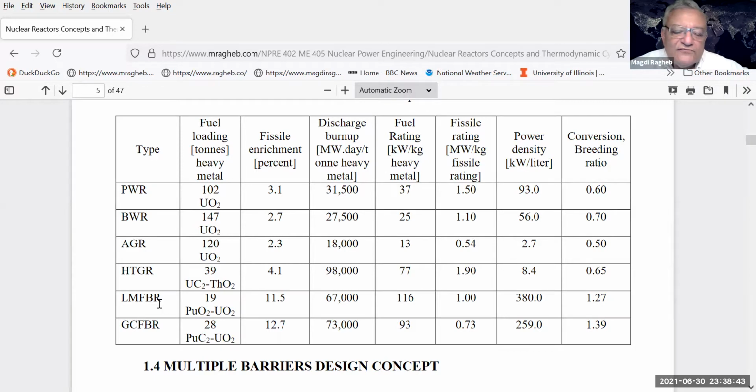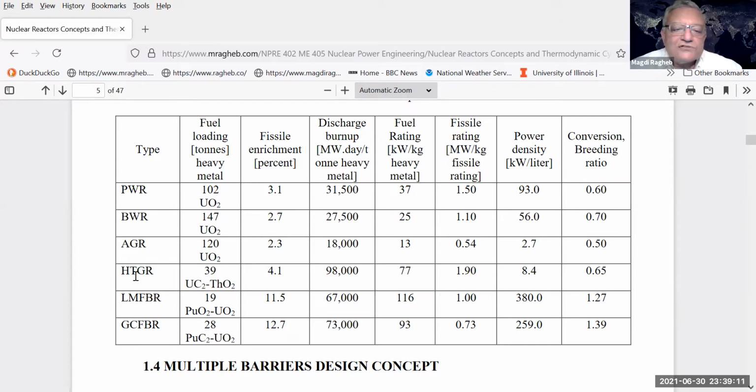And the liquid metal fast breeder can achieve a breeding ratio of 1.27, meaning that you produce 27% more fuel than the fuel that you have consumed. The gas-cooled fast breeder reactor uses now a mixture of uranium and plutonium because you breed from uranium, plutonium-239. Both of those systems, you find that you can achieve a breeding ratio of 1.4.